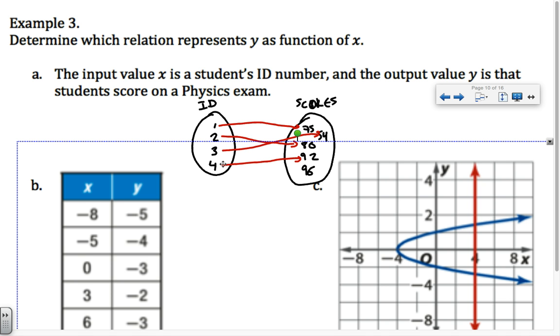What you should notice is that each one of these test scores is unique, and that no single student scored two different scores on the test. You don't want to have one student scoring two scores on the test. So this is actually a function.